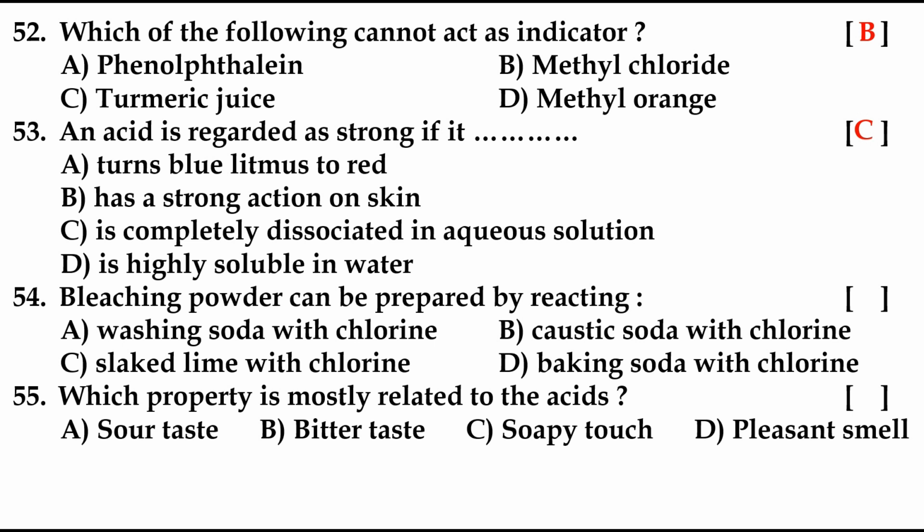54. Bleaching powder can be prepared by reacting dash. A. Washing soda with chlorine. B. Caustic soda with chlorine. C. Slack lime with chlorine. D. Baking soda with chlorine. Answer is option C. Slack lime with chlorine.